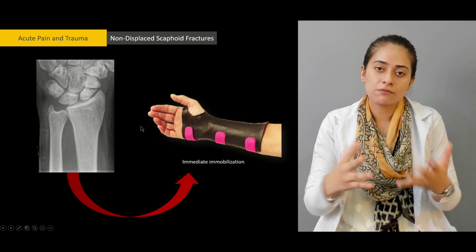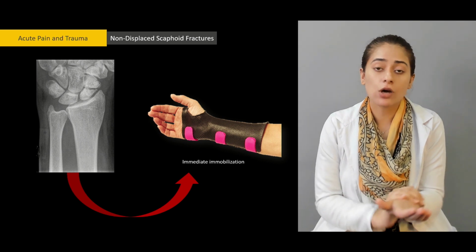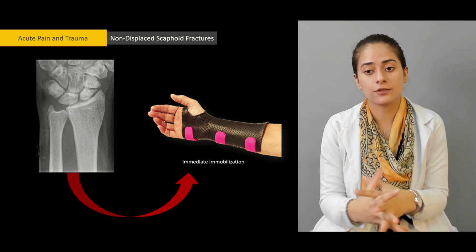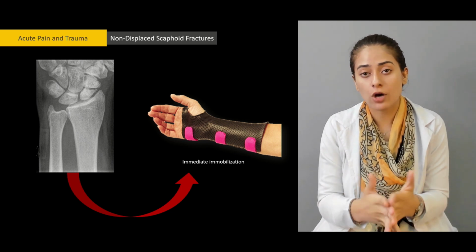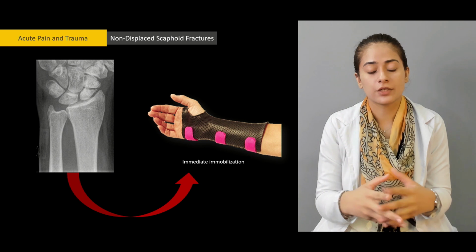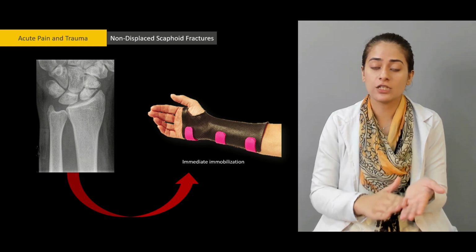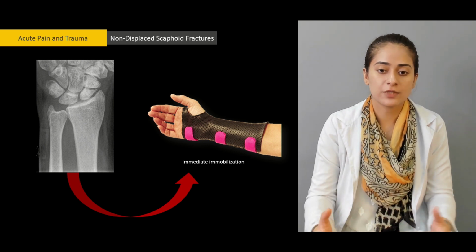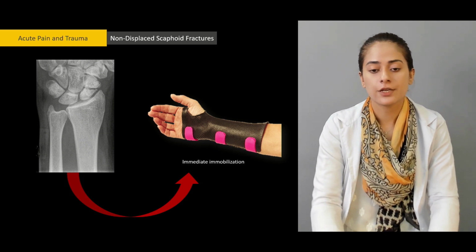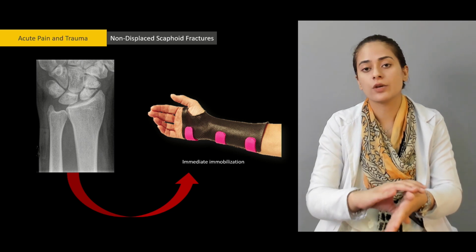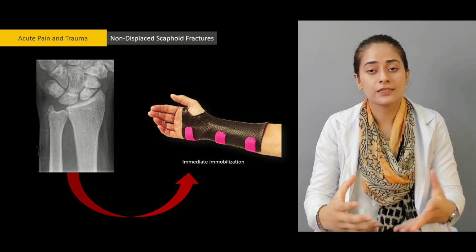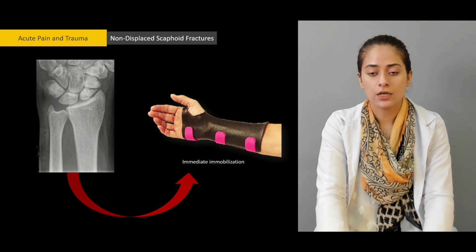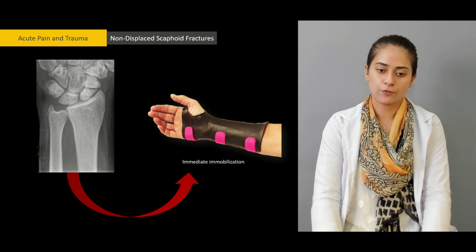For that, you immediately immobilize the joint because you do not want the fragments to be displaced, because a displaced fracture will obviously be more complicated, and it will actually damage the structures that are in close proximity to the fracture site. So what we do is we immediately immobilize the joint. So that is a little bit about the non-displaced scaphoid fractures.